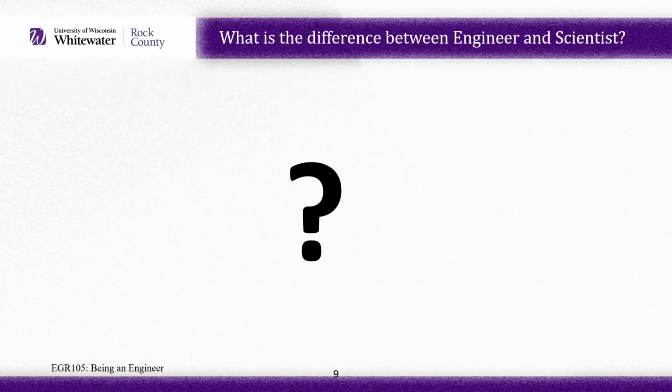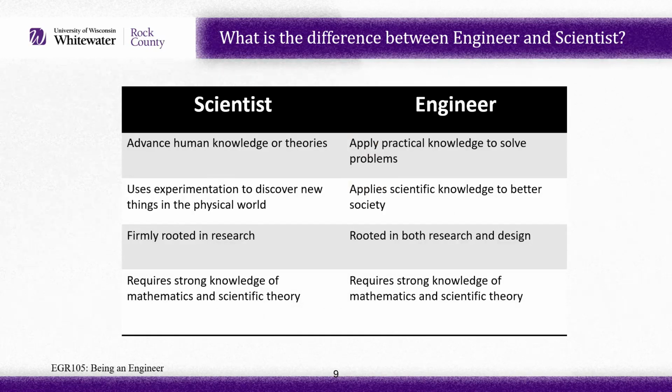So what is the difference between engineers and scientists, right? If we look, it comes back to this word apply again. Scientists essentially advance human knowledge or theories. Engineers apply this practical knowledge to solve problems. So it's applying it again to solve problems. It uses experimentation to solve new things in the physical world. Engineers are really applying that knowledge to better society.